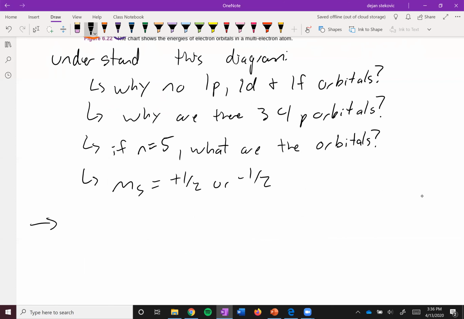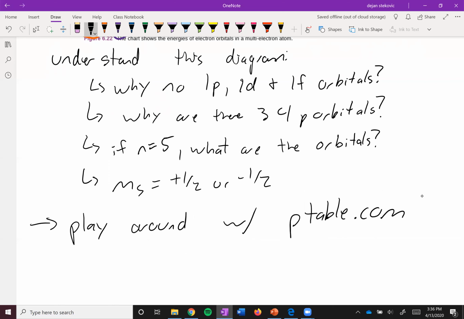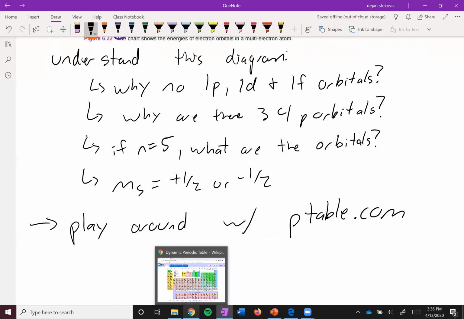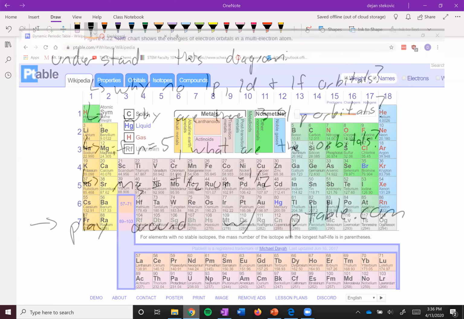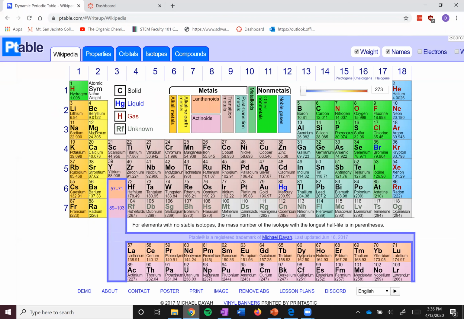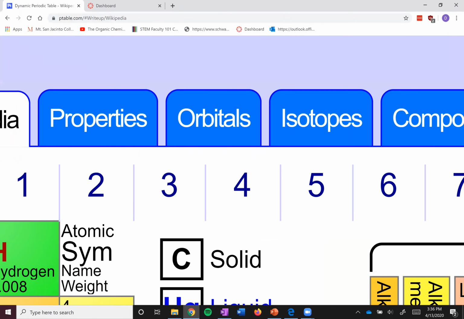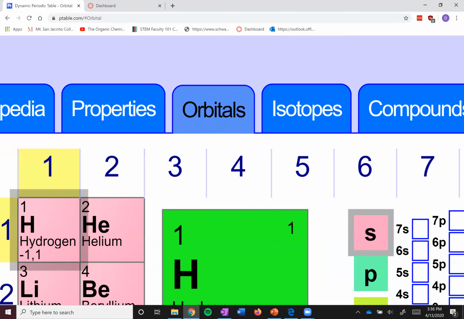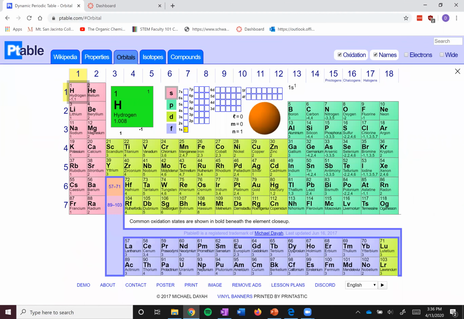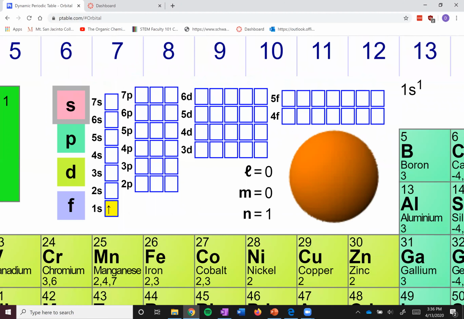The other hint I have for you is to play around with ptable.com. And again, this information is going to get a lot more clear once we start actually talking about elements in the periodic table and things like that. But you can go to this website, ptable.com, just type it in, and then you can see up here there's this orbitals tab. You want to click that, and you can see things change a little bit. And so you want to zoom in and move your cursor.